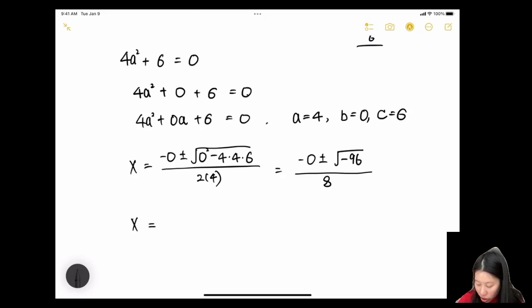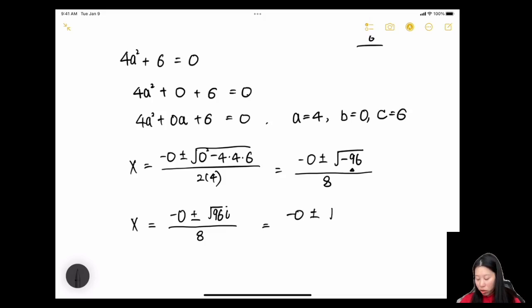So x equals, you simplify the square root of negative 96. So I have negative 0, plus or minus the square root of 96 times i, over 8. And then let me show you step by step. Square root of 96: how do you factor it? You need to factor it with one of the perfect squares. So I have the square root of 16 times the square root of 6, because 16 is a perfect square.